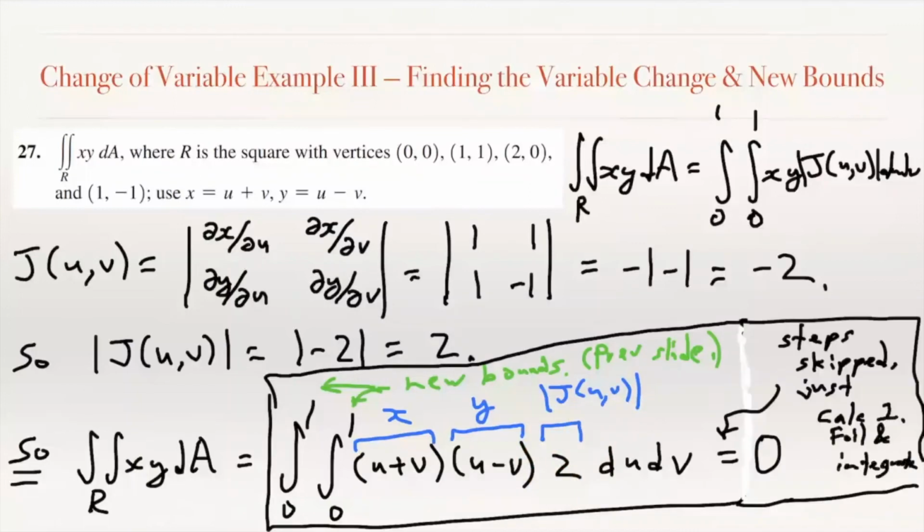Okay, and by the way, this integral evaluates to 0. I've skipped the steps there. It's just a matter of boiling this out. We have u squared minus v squared. We know how to integrate u squared. We know how to integrate v squared. So it's just a matter of calc 1 a couple of times, and one can get the answer.